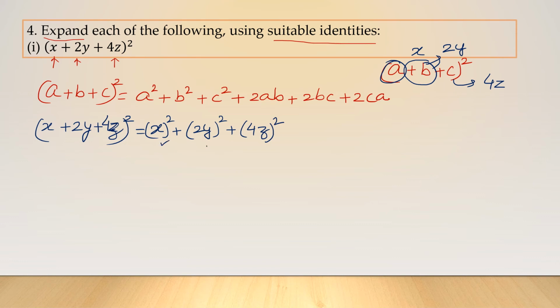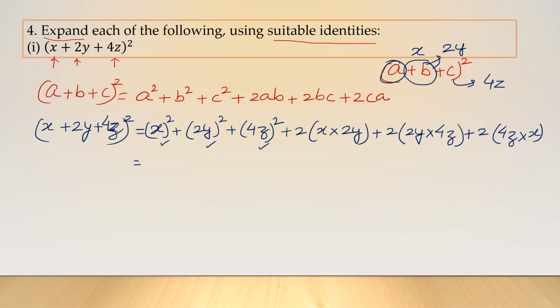So A square plus B square plus C square plus 2A into B, so that is X into 2Y plus 2B into C. In place of B we will write 2Y, in place of C we will write 4Z, and then plus 2CA. In place of C we will write 4Z and in place of A we will write X.